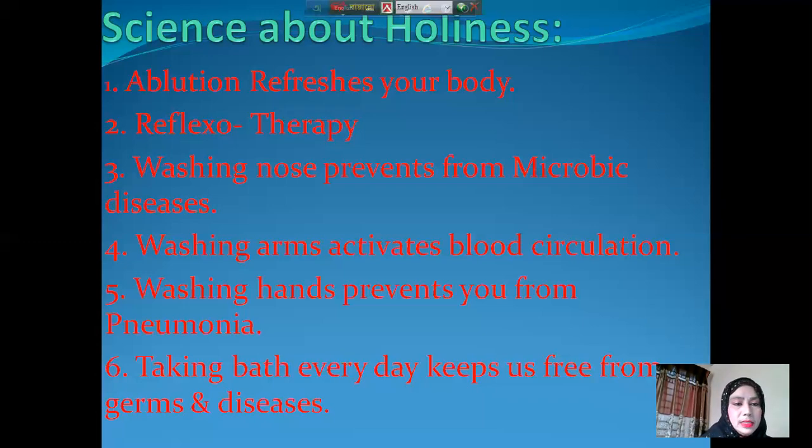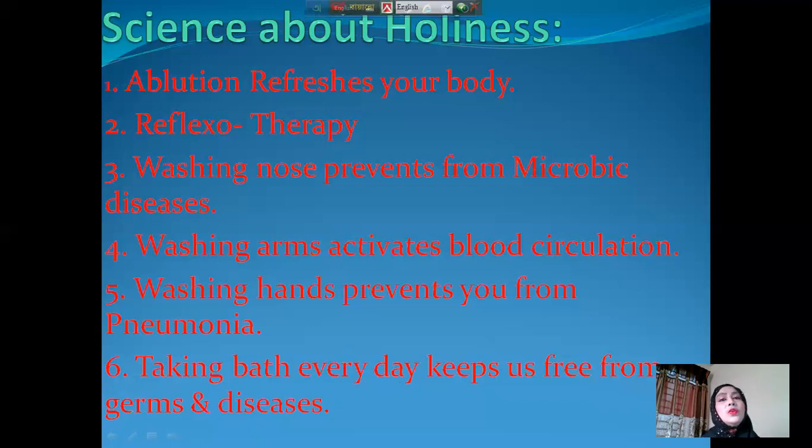Then here you see in 6th number, taking a bath every day keeps us free from germs and diseases. You know that before taking a bath, as Muslims, we first take wudu, right? And you see, when we take a bath every day, we can get free from microbial diseases. Then our blood circulation will be improved. Then we can get free from pneumonia. Not only that, many more advantages we will get.